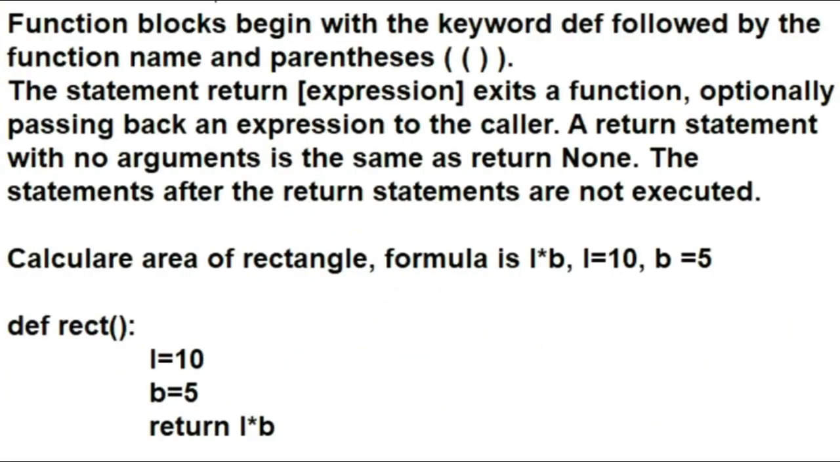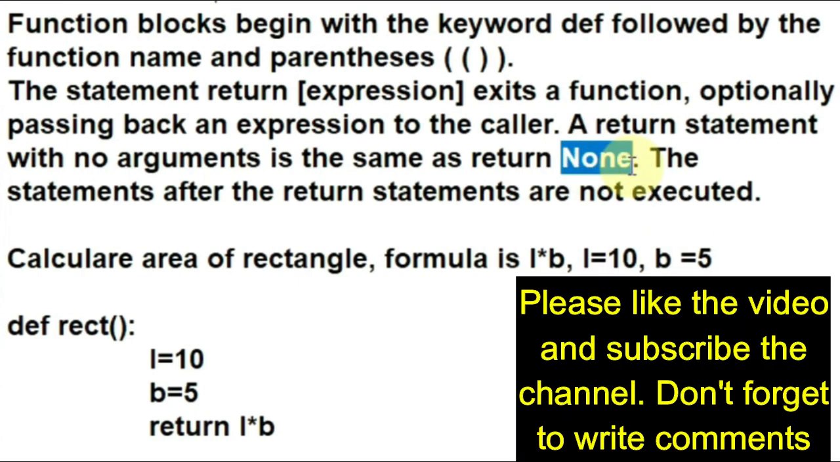Got it? If the function is not returning anything, you can write return None, or if you don't write anything with return, the default is None, and you can even remove the return statement. In that case also, Python will assume that None has to be returned to the main function.